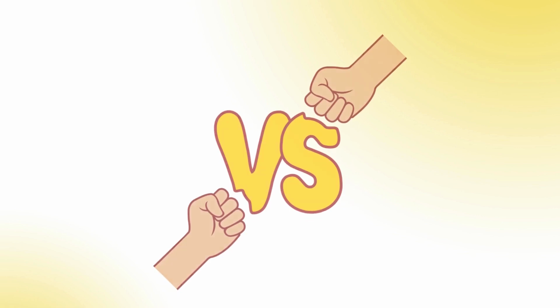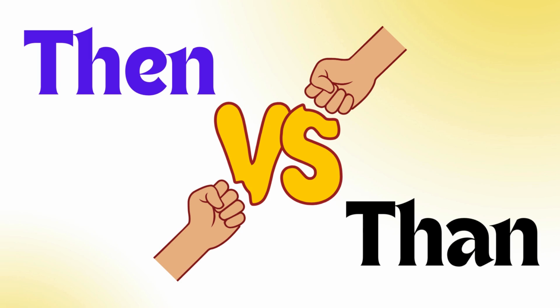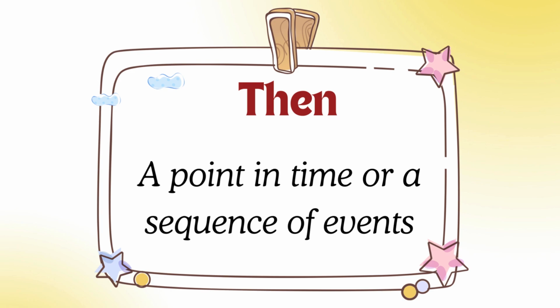Today, we're tackling two words that often get mixed up, then and than. They sound similar, they're short, and they're both super common in English. But trust me, they are used in completely different ways. Let's break it down. Then refers to a point in time or a sequence of events.